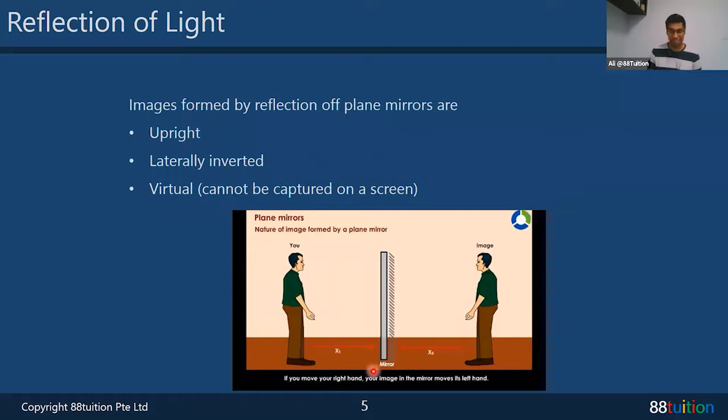A real image will form on the screen itself. That's the difference between virtual and real, okay? So this is what we need to pick up for light on a plane mirror as compared to learning light in primary school.